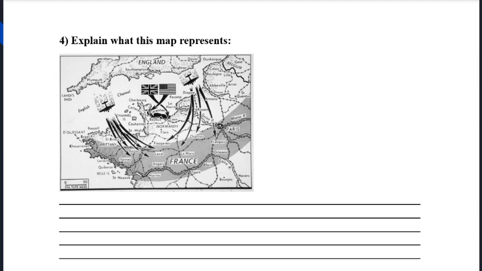Question number 4 is where we get an actual map here. Now, explain what this map represents. I would use this map a lot of times in my classroom, and I used the same map for my 20-minute presentation too. This map represents the Normandy invasion of World War II. So they can explain to me what this map represents in a few short sentences, like, this map represents Normandy. And then they go on to explain what the invasion of Normandy was.